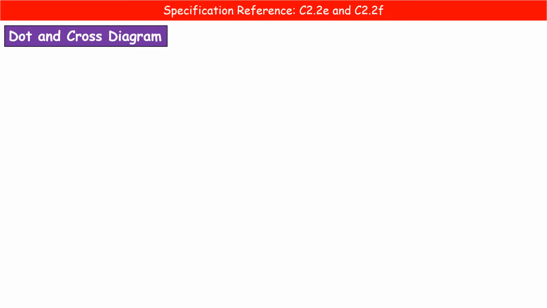So they can ask us to draw a dot and cross diagram to show ionic bonding. We're going to start with one that's pretty straightforward. We're going to have a little look at lithium chloride. So lithium chloride. Lithium is in group 1 on the periodic table, and if you look it up, you'll find it has the atomic number of 3. Chlorine is in group 7, atomic number 17. So this tells us how many electrons there are.